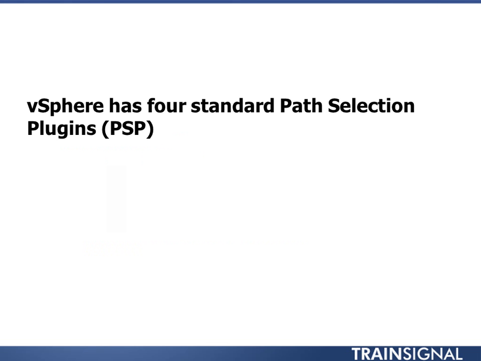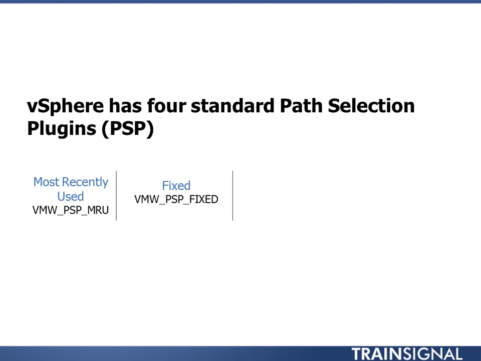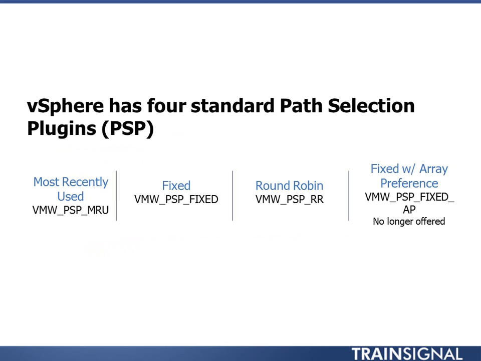There are 4 standard path selection plugins. Most recently used, VMW PSP MRU. Fixed, VMW PSP Fixed. Round Robin, VMW PSP RR. And then there used to be one called Fixed with Array Preference, VMW PSP Fixed AP, that's no longer available. So just be aware if you see that in documentation or something, but it's no longer an option.